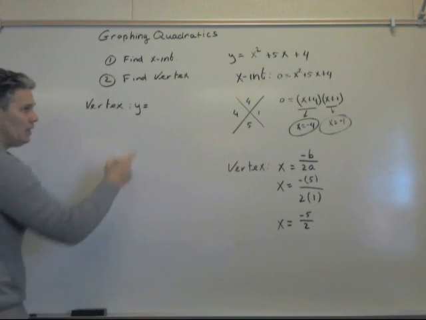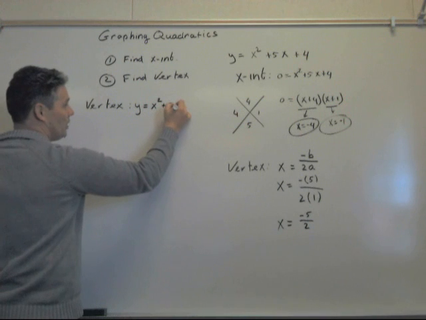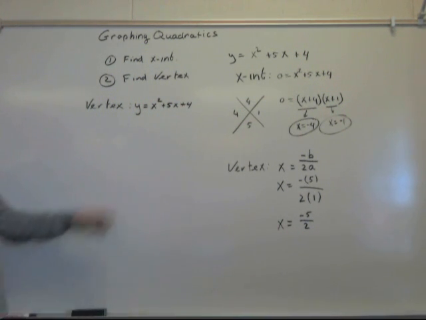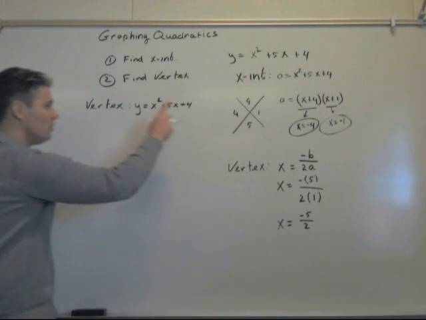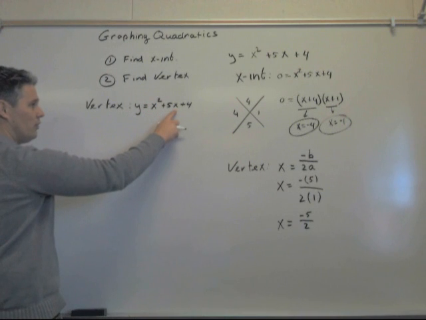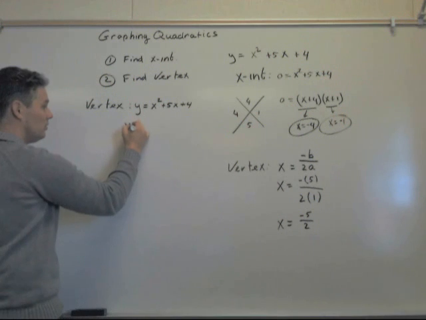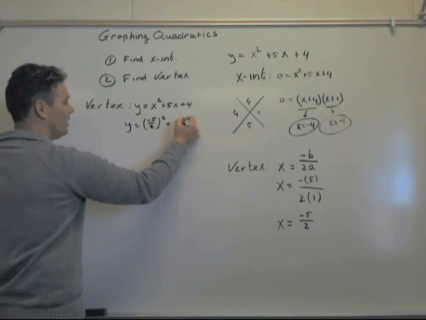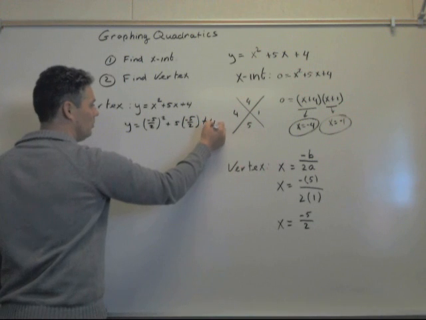Well, we know that y equals, and the equation we're using is x squared plus 5x plus 4. Now, I know that the x coordinate of my vertex is negative 5 over 2. So I'm going to substitute those in for x in order to find what the y coordinate is. So y equals negative 5 over 2 squared plus 5 times negative 5 over 2 plus 4.